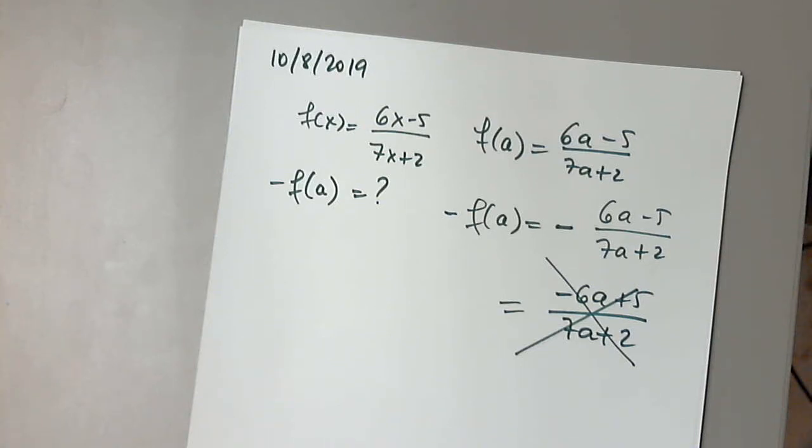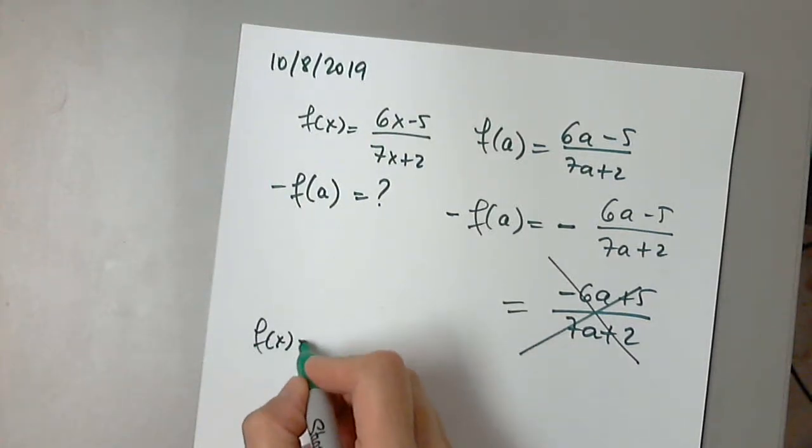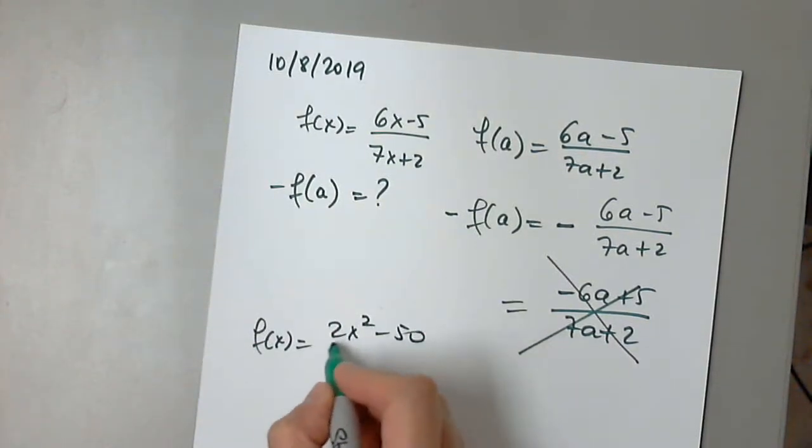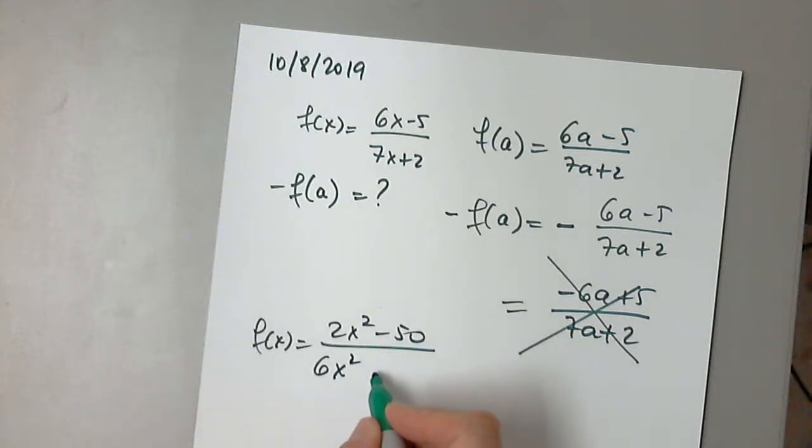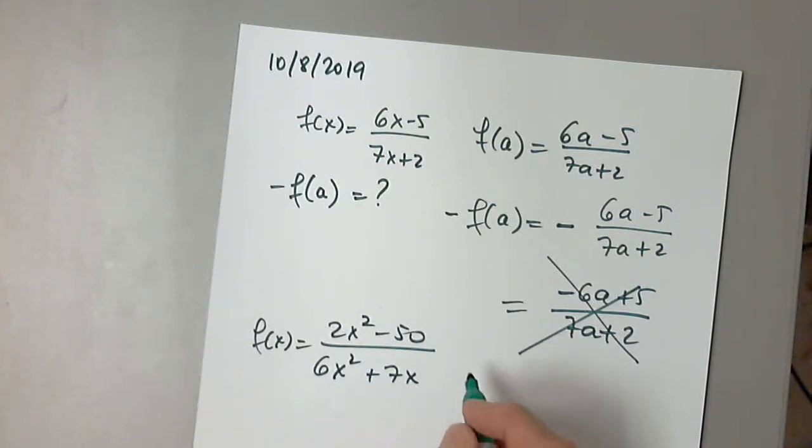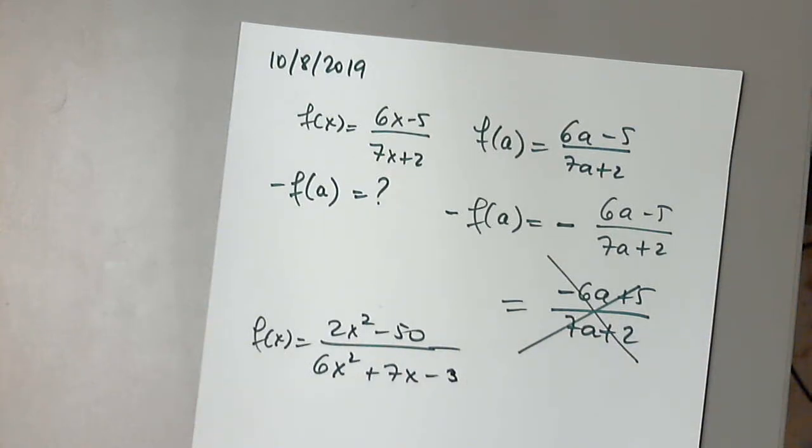Yes, can I copy that function? So (2x² - 50)/(6x² + 7x - 3). Perfect. Very good. So we are asked what? We're asked to graph this function and show everything step by step.